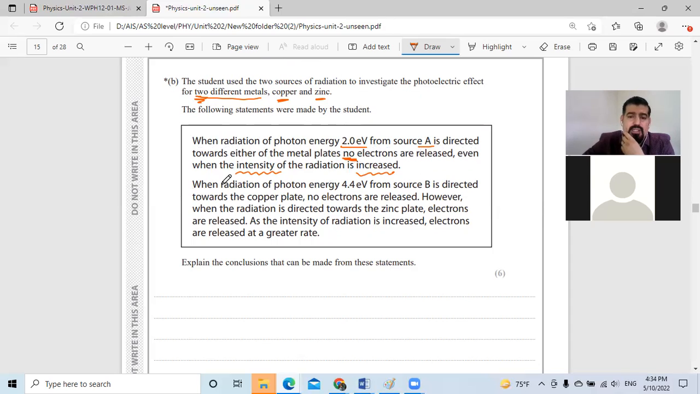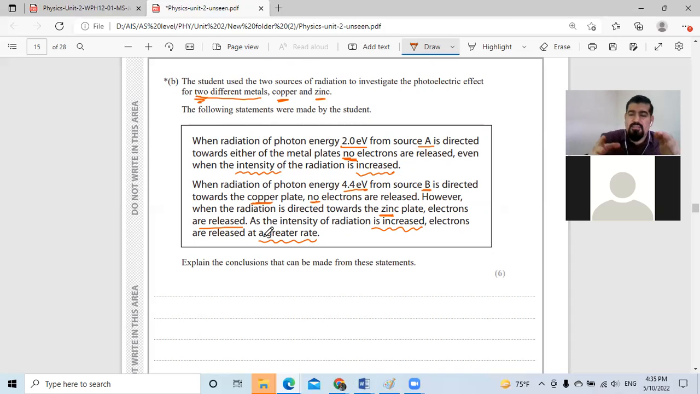That's the first information. Then second paragraph, when the radiation of photon energy of 4.4 electron volt from source B is directed towards the copper plate, no electrons are released from copper. However, when the radiation is directed to the zinc plate, electrons are released. As the intensity of radiation is increased, the electrons are released at a greater rate. So, 6 marks here.